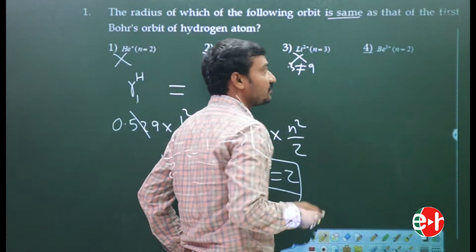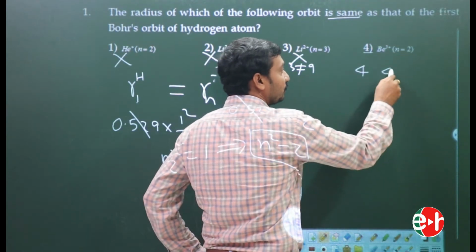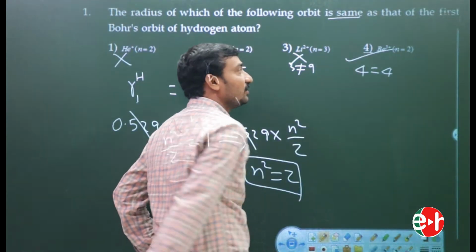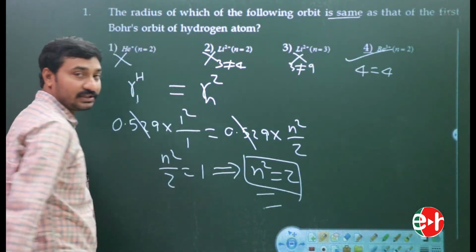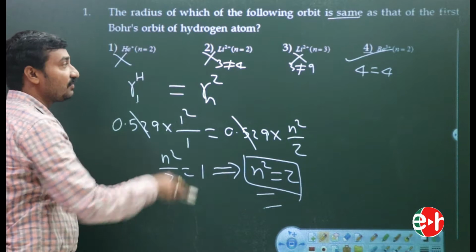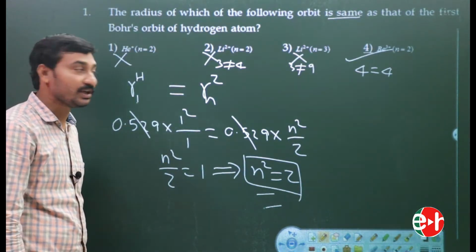Now coming to the last option, beryllium atomic number 4, n square value 4 equal to 4. Hence Be3+ is the right answer, because here we are getting n square equal to Z. You can check in which option n square equals Z by going through the options. Okay, next one.